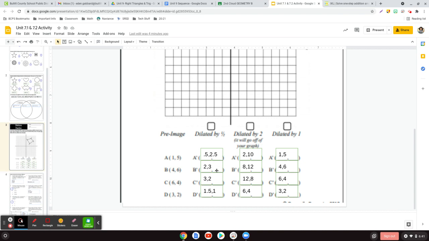If we dilate by half, we take our coordinates and we multiply them all by 0.5. If we dilate by 2, we take our coordinates and we multiply them by 2. Remember, if we dilate anything by 1, we multiply all of our coordinates by 1, and we come up with the same coordinates. So anything dilated by 1 is going to be the same as the pre-image.